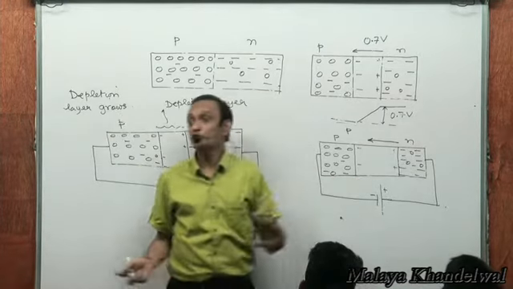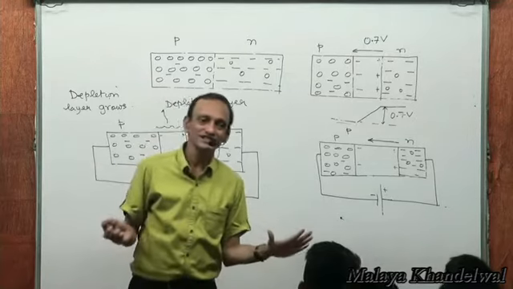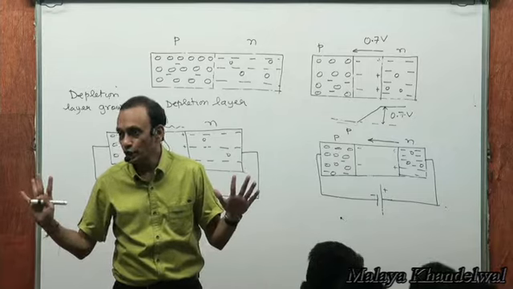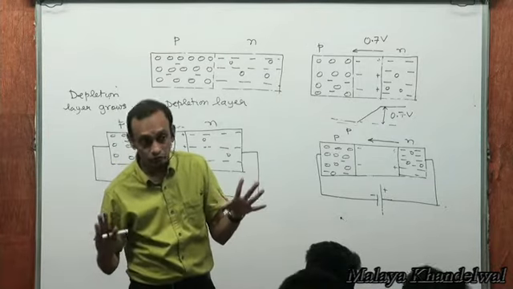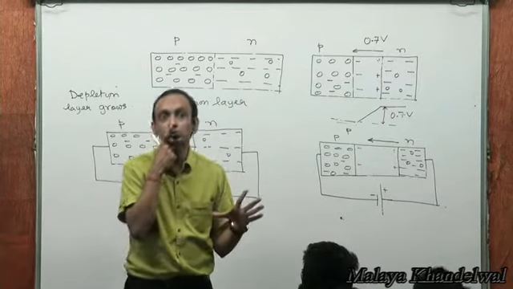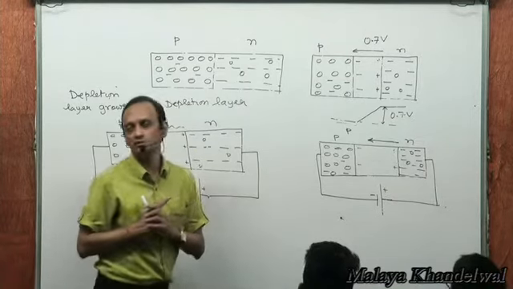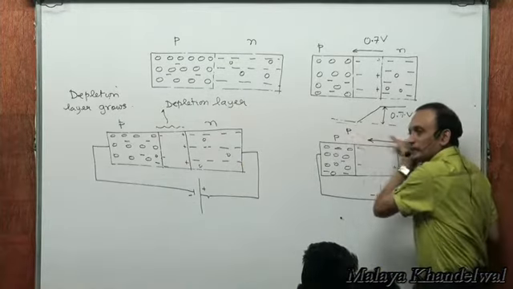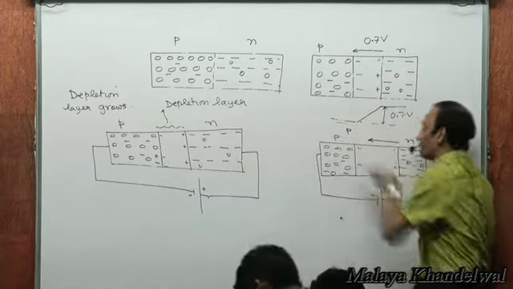So that means now majority charge carriers are discouraged. Diffusion current, not there. Diffusion current, not there. Essentially, you would then want to think that there is no current. There is no current. But what happens is, the electric field is like this, from N to P. The electric field is from N to P.